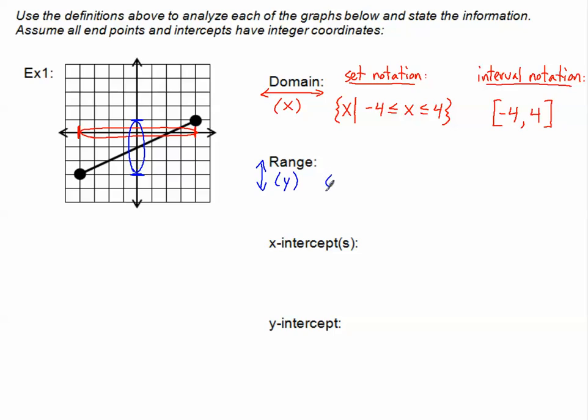Obviously, we're dealing with a different variable, so it's the y's such that, and in this case, we're going from -3 to +1. So it's -3 less than or equal to y less than or equal to 1. If I wanted to do interval notation, I would simply put -3, comma 1, and I would use brackets for each point because they're closed dots.